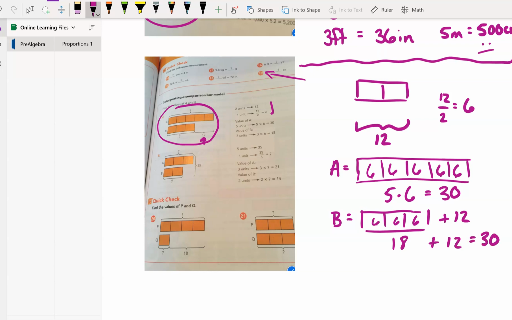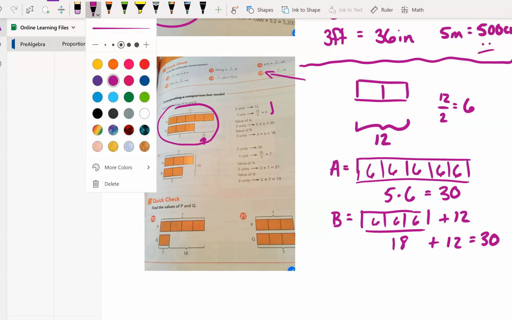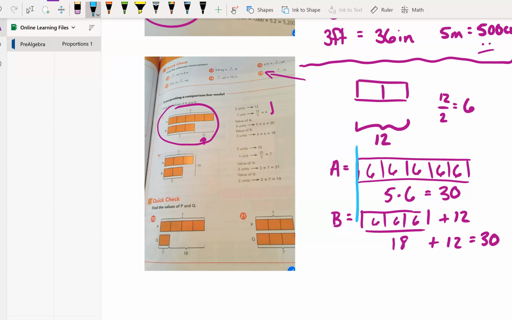And the important thing to see here is, I'm going to change colors for this just because it's fun, and it's also important for you to see that the length of these boxes from here to here, and the length of the box plus 12 from here to here, were equal in value. So that's why your 30 is equal to your 30. So it's kind of a cool little example, and you can try it.